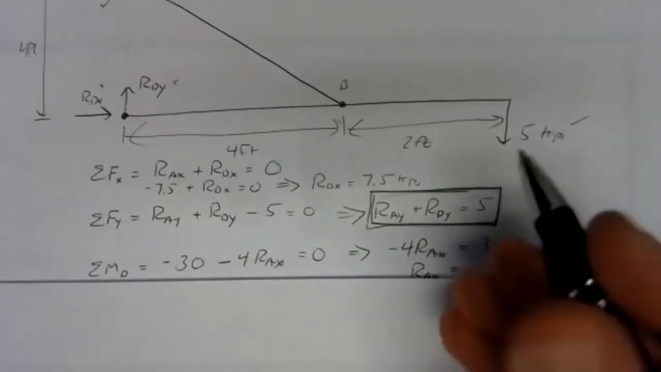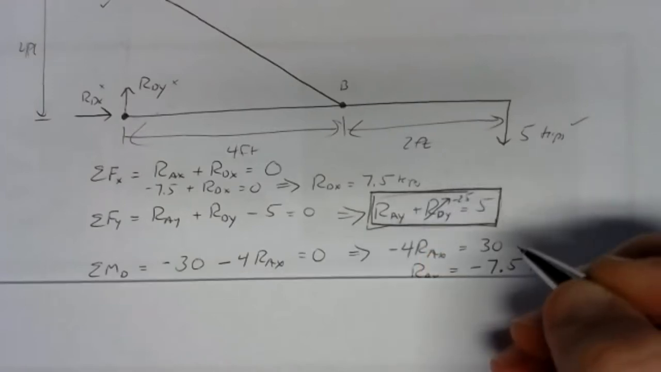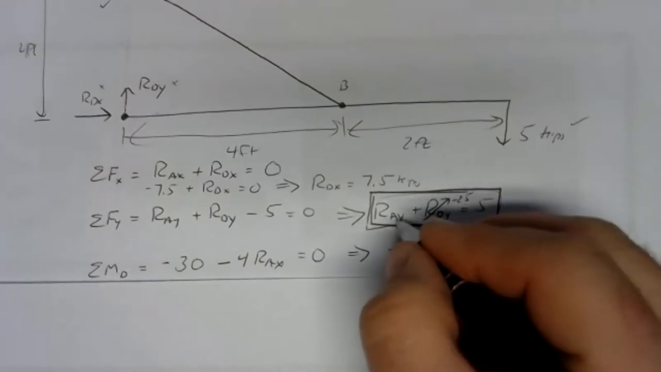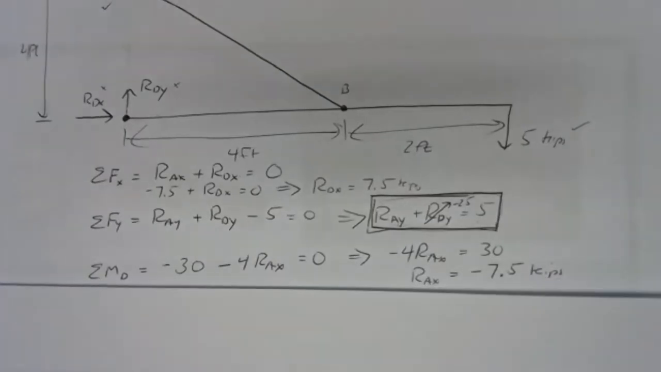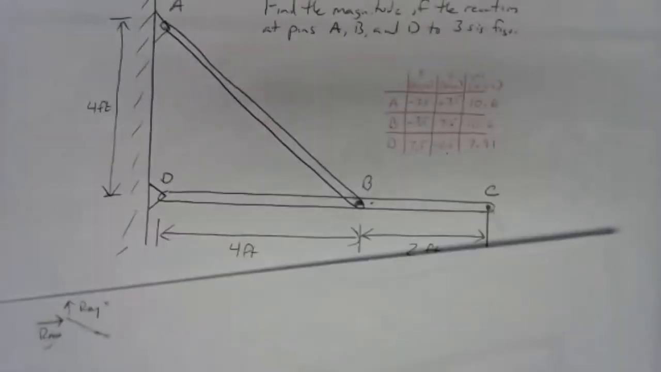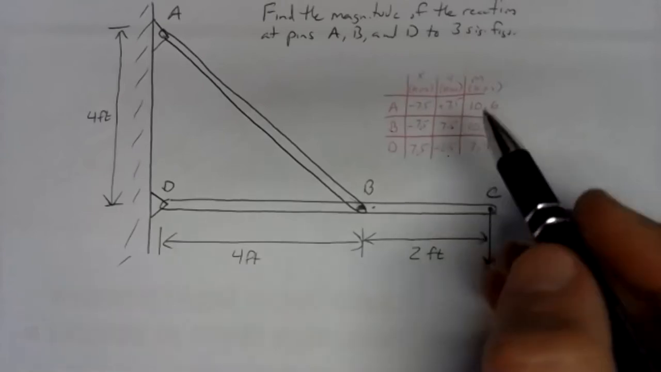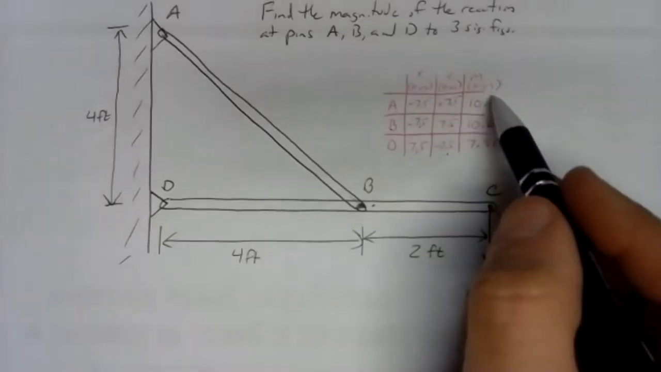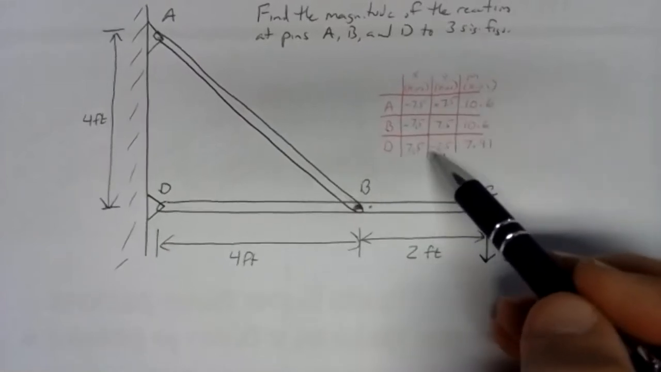So we can plug in negative 2.5 there, add that to both sides, and R_Ay comes out to be a positive 7.5. That gets us all 6 of our unknowns. Now, something to notice here with our numbers, before we go and find the magnitudes, which are just the square roots of these squared, the sum squared.